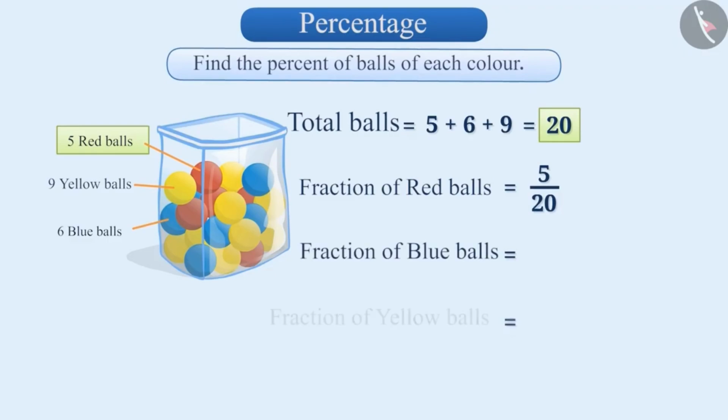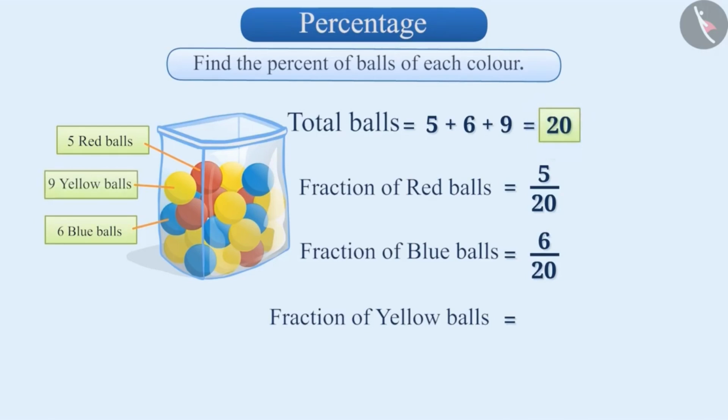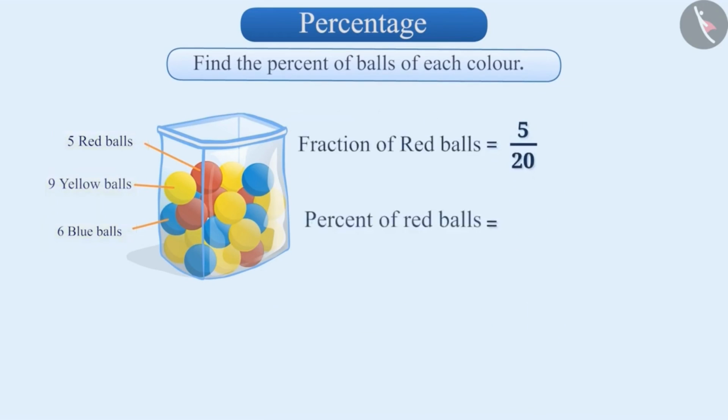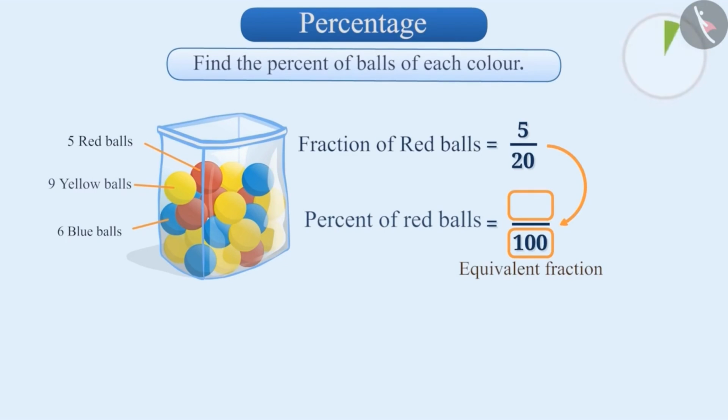Similarly, can you tell me how you will represent the total number of blue and yellow balls in the fraction? Think about it. Absolutely right. 6 out of 20 are blue balls, so it can be written as 6 by 20, and 9 out of 20 are yellow balls and can be written in the form of fraction 9 by 20. First, out of the total balls, let us find the percent of red balls. For this, we will have to convert 5 by 20 fraction into its equivalent fraction whose denominator is 100. Think about how we will do this.